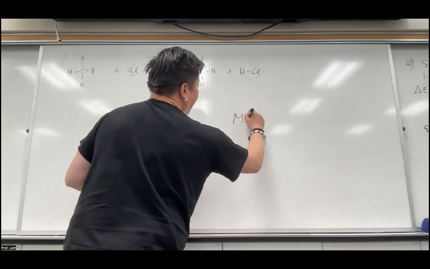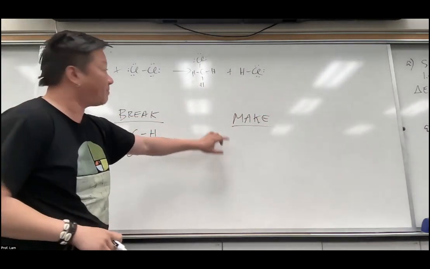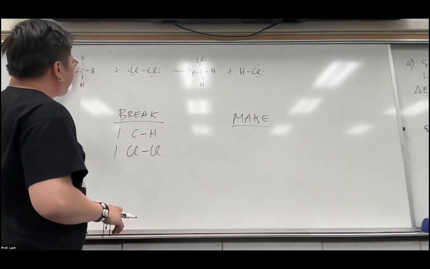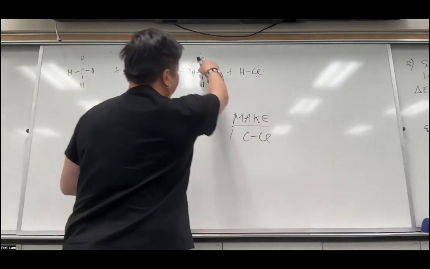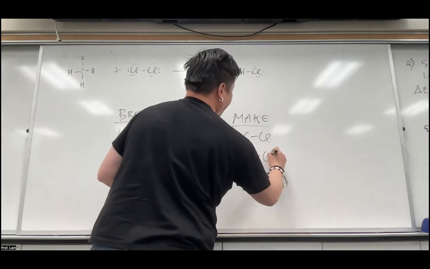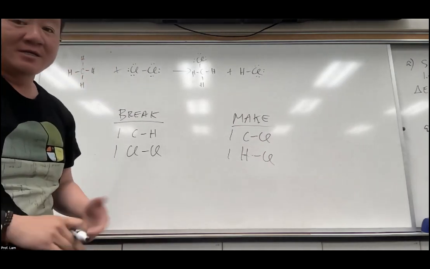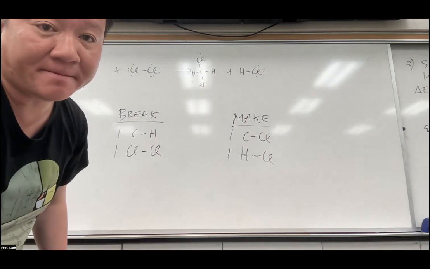But over on the right side, I'm going to do a make column, right? So what bond is being formed on the right side? Well, you broke the CH bond to form a new what? CCl bond. So 1 CCl bond is being formed and 1 HCl bond is being formed. Okay. So now that you have that, you go to your bond energy table, right?